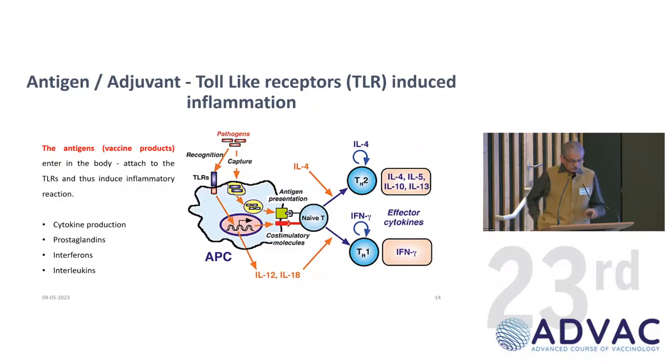Then the interaction between the toll-like receptors and antigen adjuvant is more sustained, and it occurs several days later. It may be 3-4 days or up to 3 weeks later that this kind of reaction can occur. It is primarily because of the release of various cytokines, prostaglandins, interferons, interleukins. And this may cause a lot of local reaction, exfoliation, and swellings or nodule formations may occur.